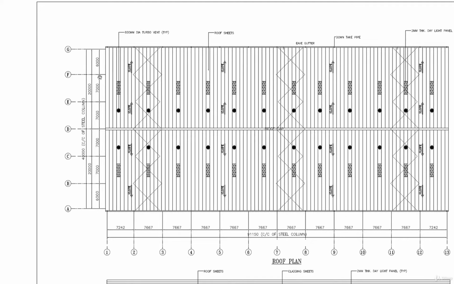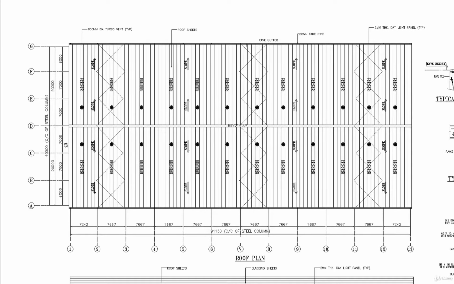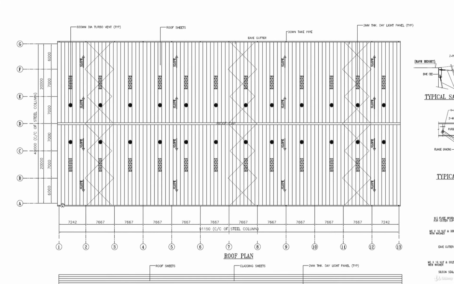Here you can see that there are some numbers: 6 meter, 7, 7, 7, 7 meter and 6 meter. So this is basically the gable end of the PB shed. We basically have two gable ends here, along grid 1 and along grid 13. Here you can see one gable end and this is the other gable end.